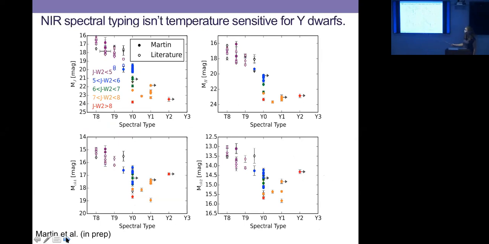And so what we're looking at is that all of these objects that we're calling Y0 objects are probably not similar temperatures. We're probably looking at a pretty large temperature range.